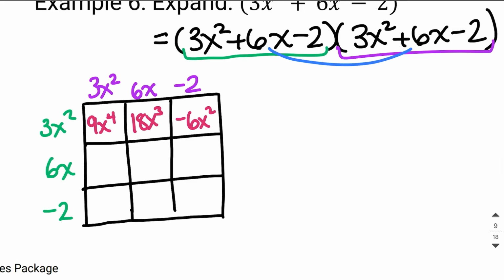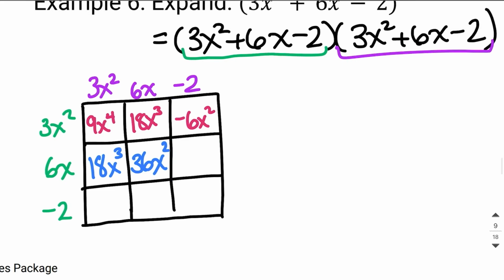Then I would multiply the 6x through to everybody right here, which is pretty much what I'm doing here. 6x is going to get multiplied by 3x squared right here. So when I multiply that, I end up getting 18x to the power of 3. Then it would be 6x by 6x, and double check this one because a common mistake people will make is that they will write down 36x when it's actually 36x squared. Here, this would be 6x by negative 2, and when I multiply those, I get negative 12x.